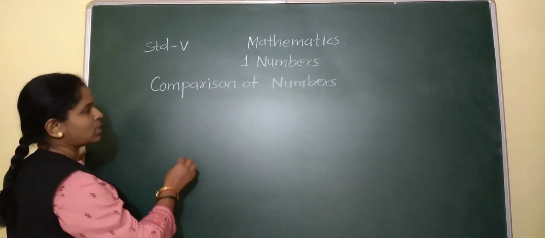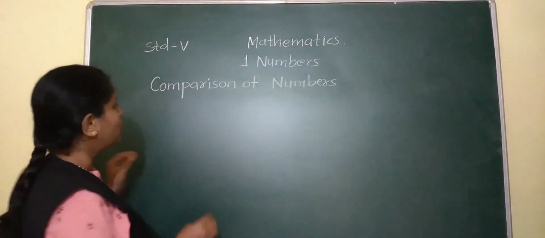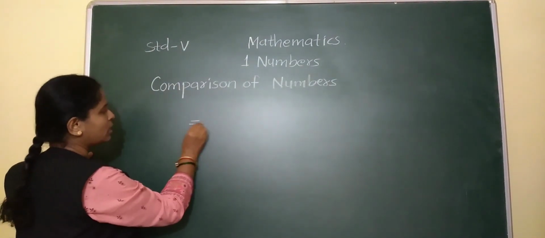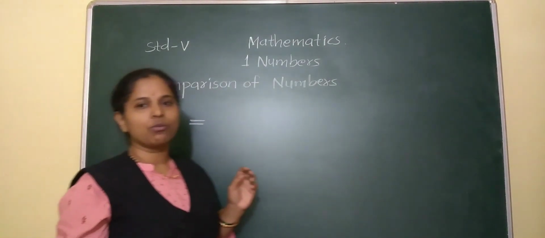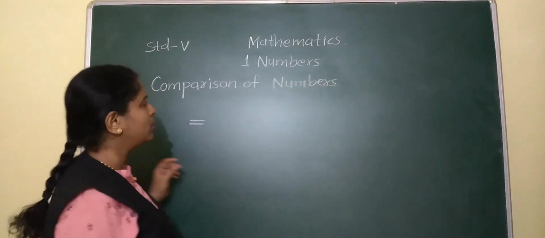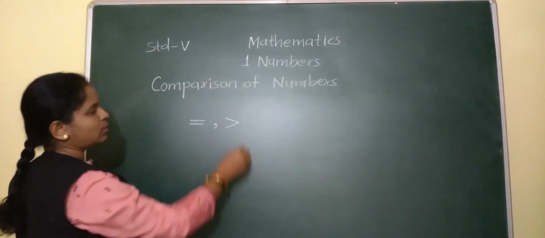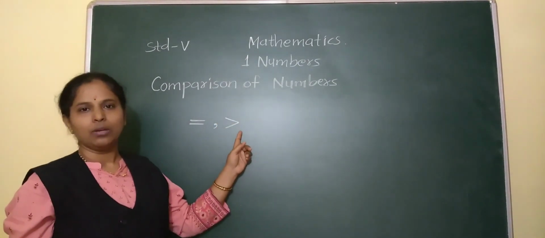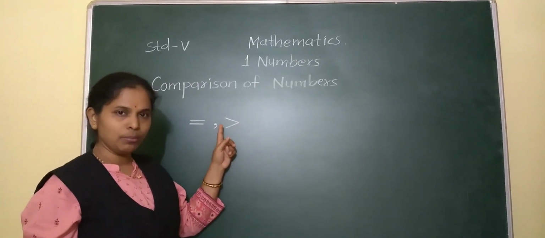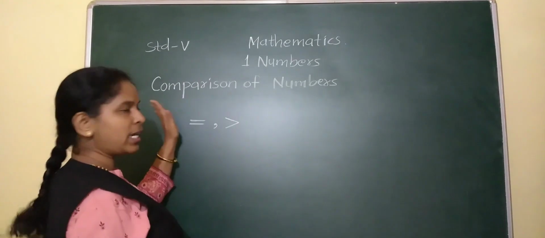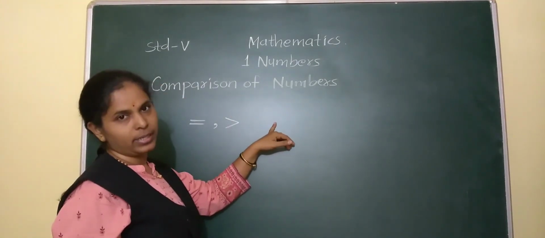Okay, so see here, for comparison of numbers we are using three signs. First one is equal to. This sign is called is equal to. Then another sign we are using, this sign. What is the meaning of this sign? The meaning of this sign is that the left side number is greater than the right side number.